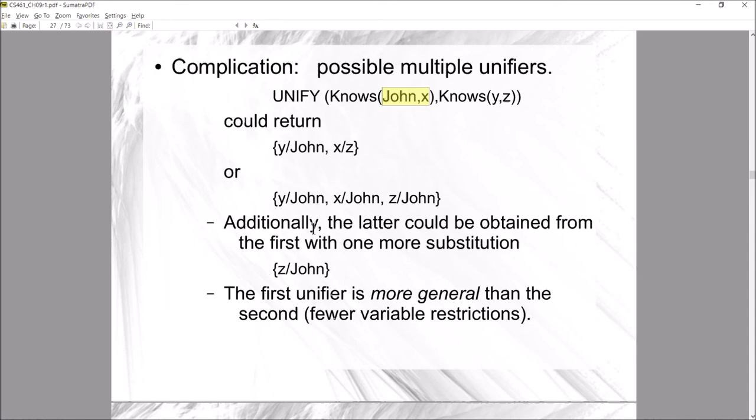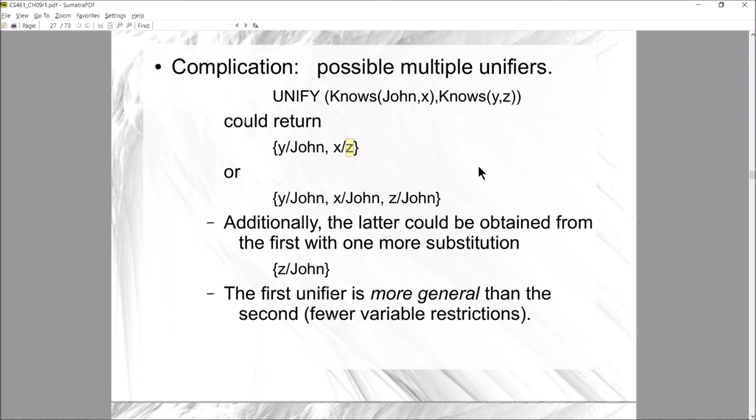But there are some terms for this, for these different types of unifiers. The first unifier here is said to be more general than the second. Why? Because there are fewer variable restrictions. In the second one, you're saying John goes to Y, John goes to X, John goes to Z. In this first one, you're saying Z goes to X. Well, Z itself is a variable, so one of those variables is kind of left free, right?